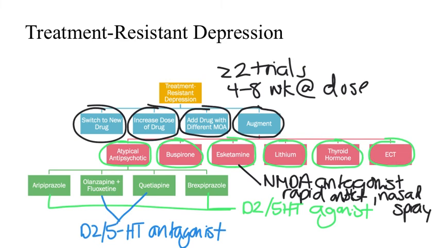We will talk about buspirone, the anxiolytic, and the atypical antipsychotics in much greater detail in some of the upcoming units. So for now, I simply wanted to mention that these agents are available for the augmentation of treatment-resistant depression and to provide to you their mechanisms of action.